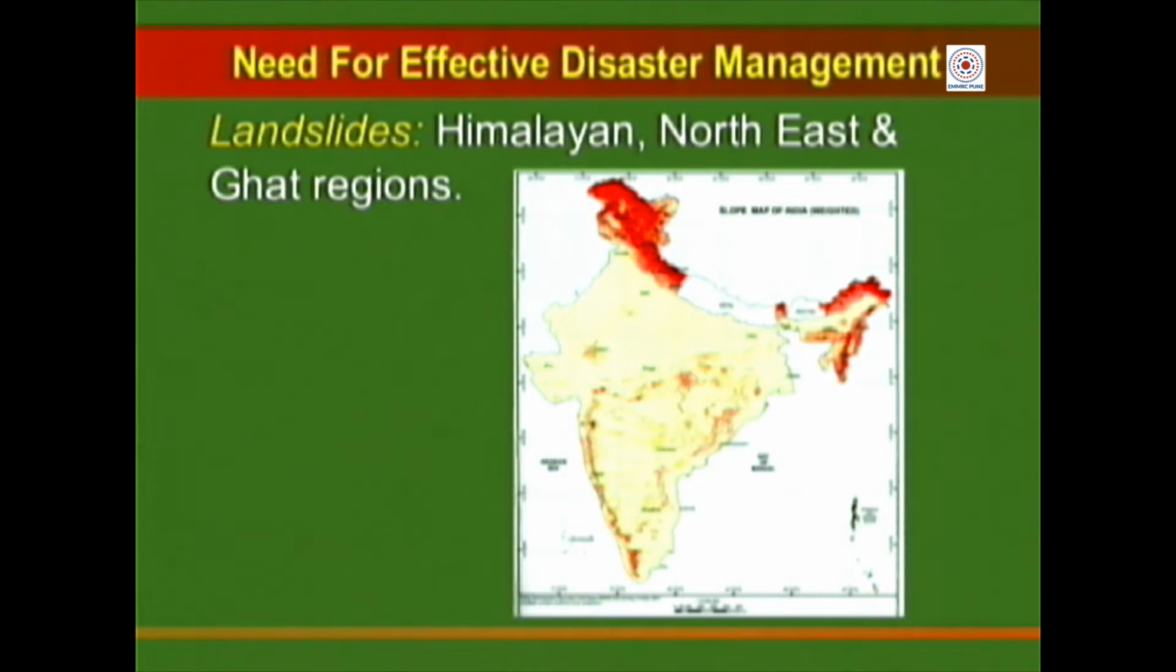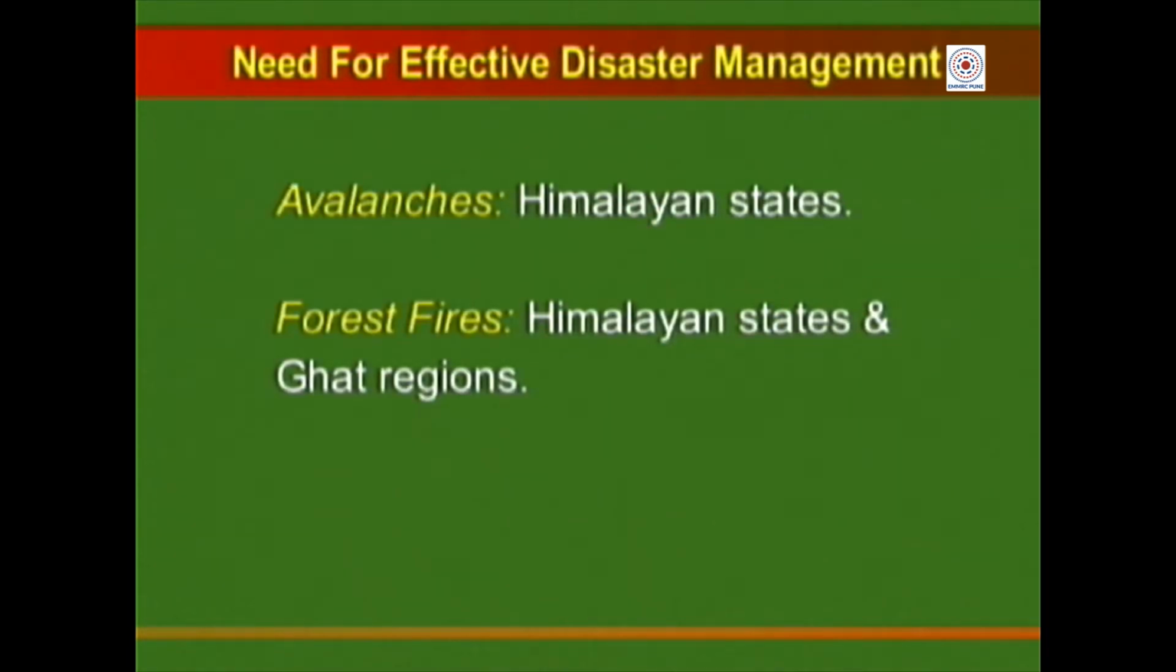Landslides: the whole northeast states, the northern part of India like Jammu Kashmir, Uttaranchal and Himachal Pradesh, and part of the Konkan area, the East and West Ghats, are prone to landslides. Himalayan states suffer from avalanches, and forest fires happen in the Himalayan states and the Ghat region. So, this is the basic profile of the different types of hazards and disasters happening across the country.